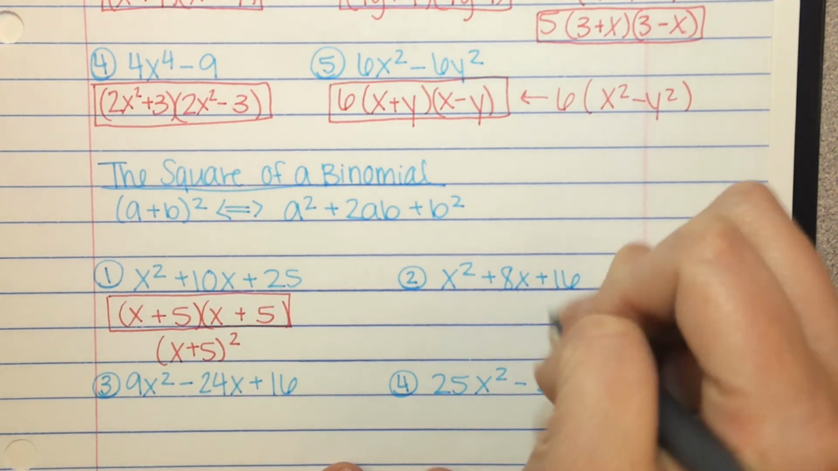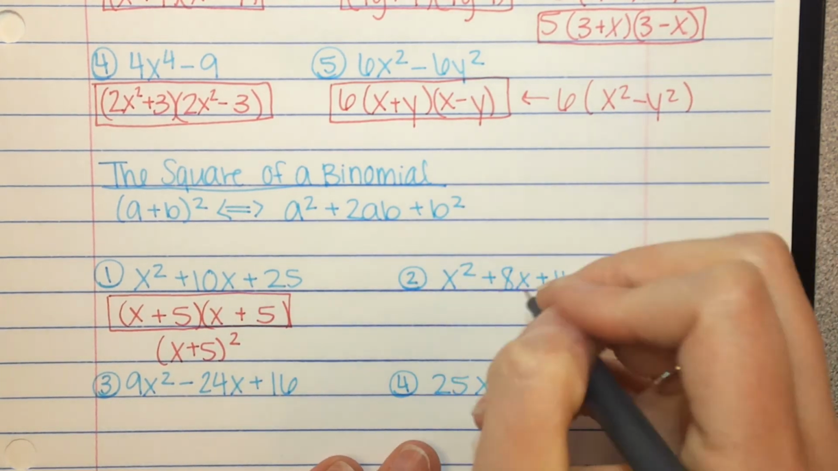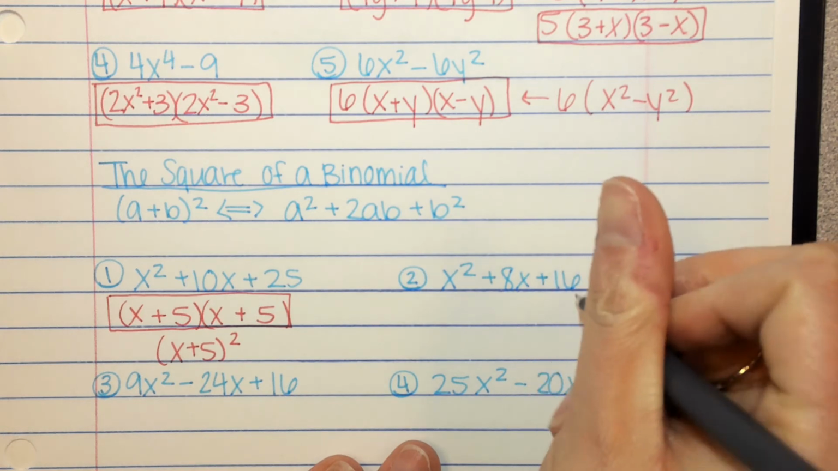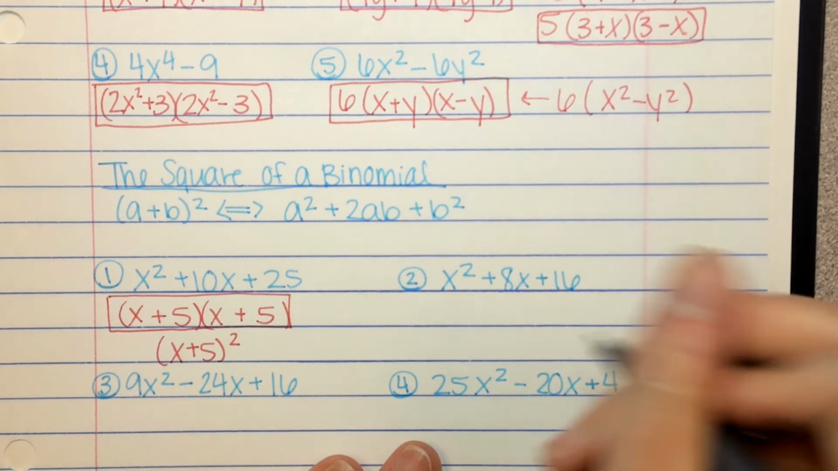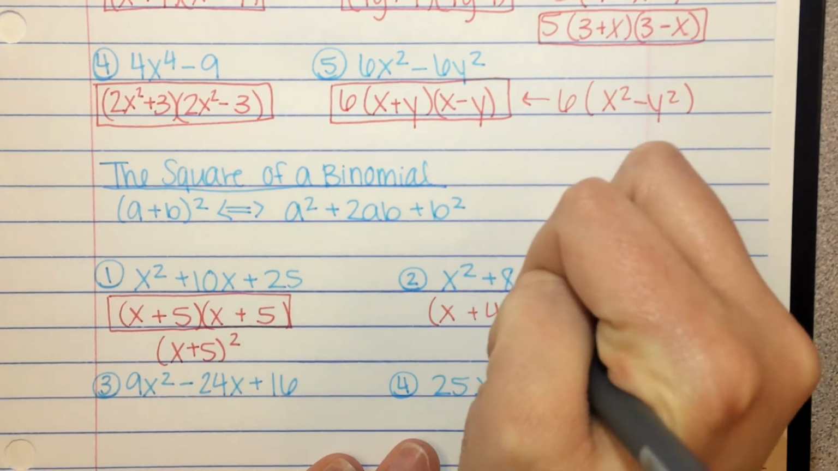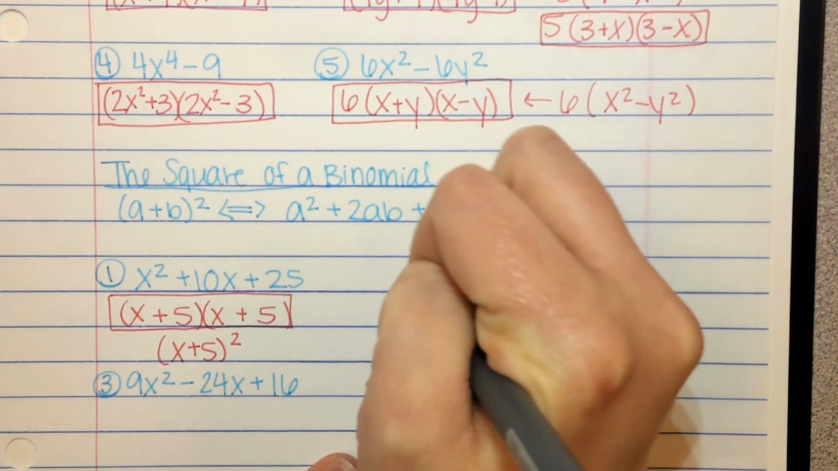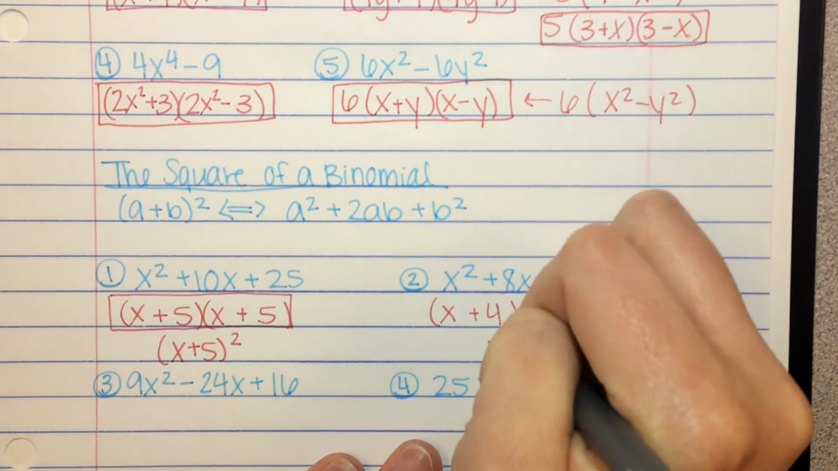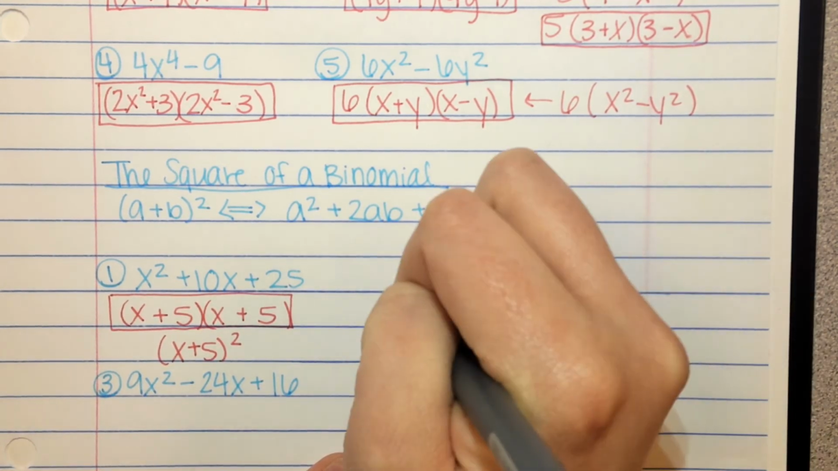Okay. So number 2, they're both perfect squares. I know the square root of 16 is 4, and I know that 2 times 4 is 8. So this one's going to work as well. I can do x plus 4 and x plus 4, which is the same as x plus 4 quantity squared.